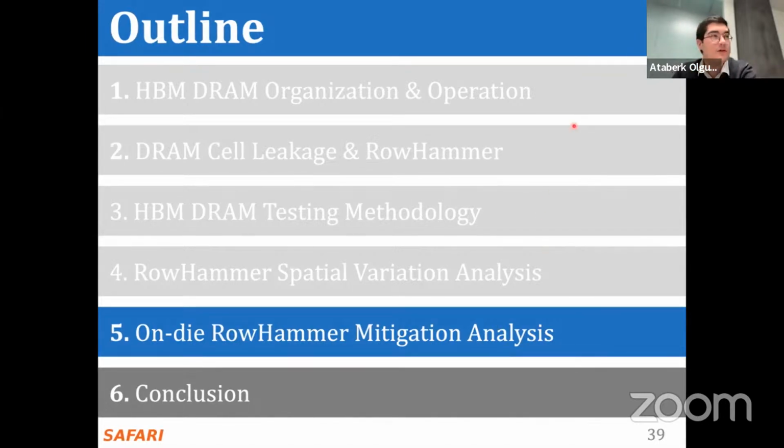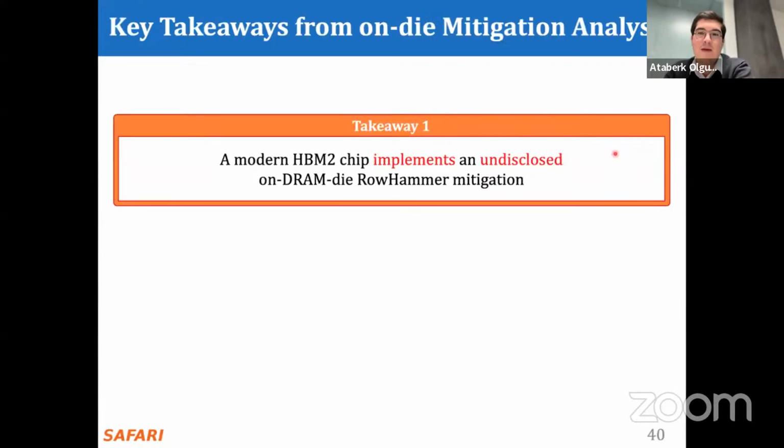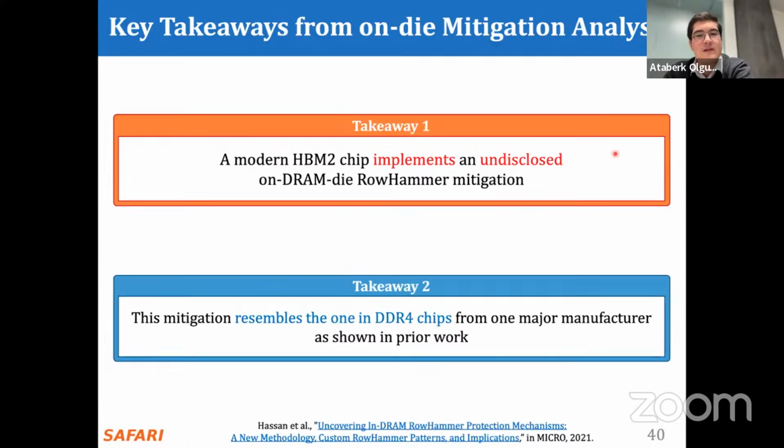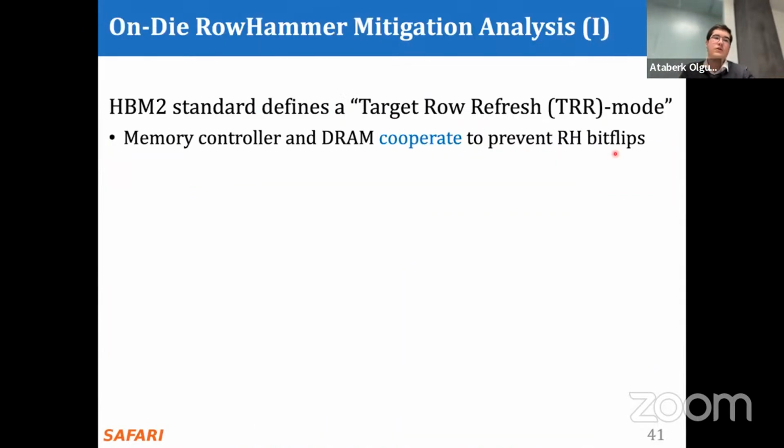Okay, now I'll continue. This is our second analysis on DRAM RowHammer, on DRAM die RowHammer mitigations. So these are the two key takeaways from our second analysis. First, the chip we test implements an undisclosed on-DRAM die RowHammer mitigation mechanism, and this mitigation mechanism resembles the ones prior work has found in real DDR4 chips. So I'll explain what this means.